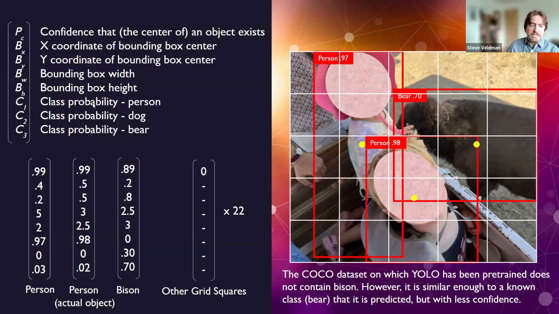I've simplified this and only given us 3 classes because if I had to depict all 80 classes that the model is trained to identify, this would be a really messy slide. So for demonstration purposes, we'll pretend it only knows person, dog, and bear. And so you can see here for these 3 boxes, it populated the people pretty logically.